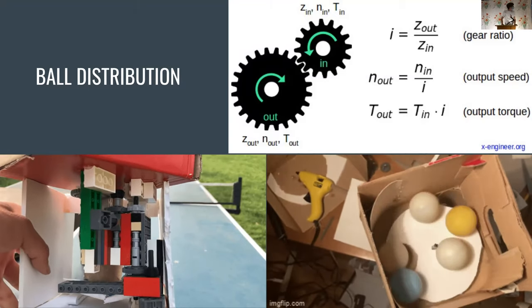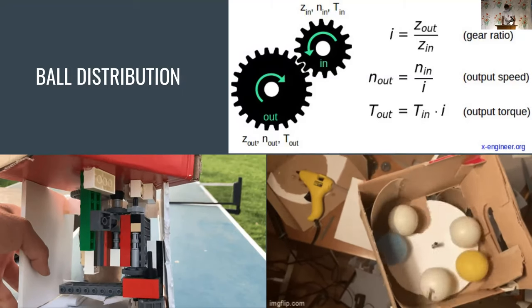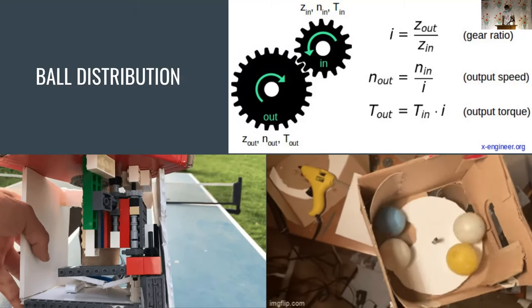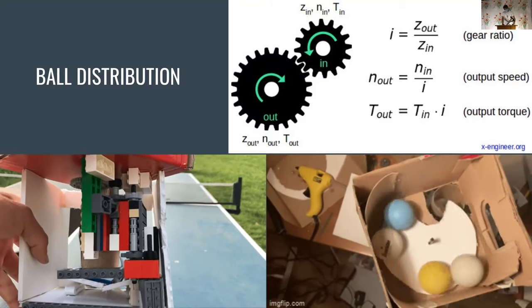And up here is a little bit of the physics behind it. It's the gear ratio. Basically, if you spin a bigger gear with a smaller gear, then that will slow it down and create more torque.